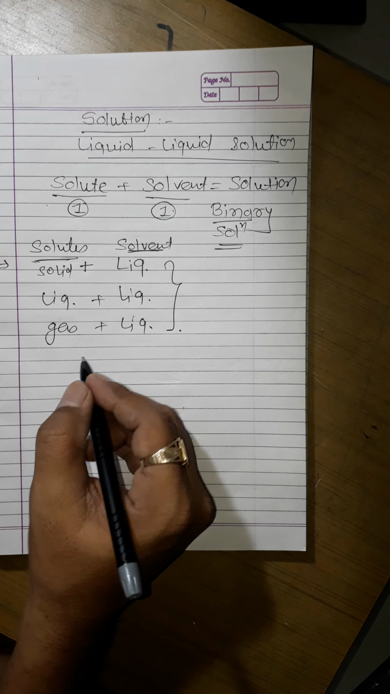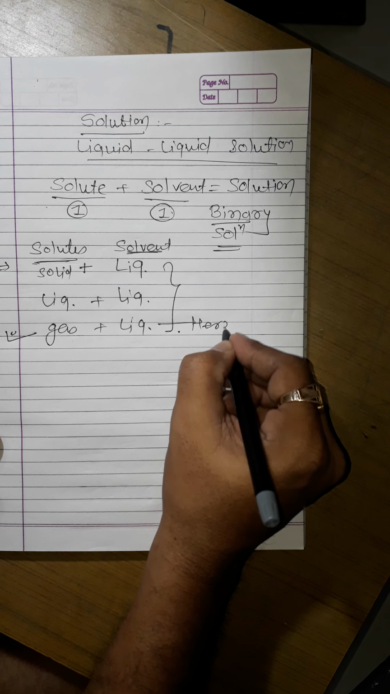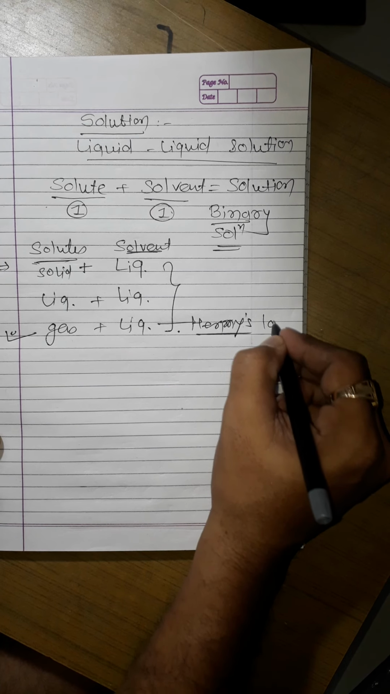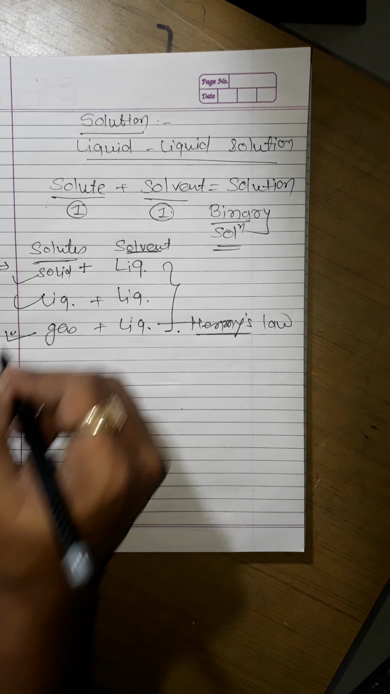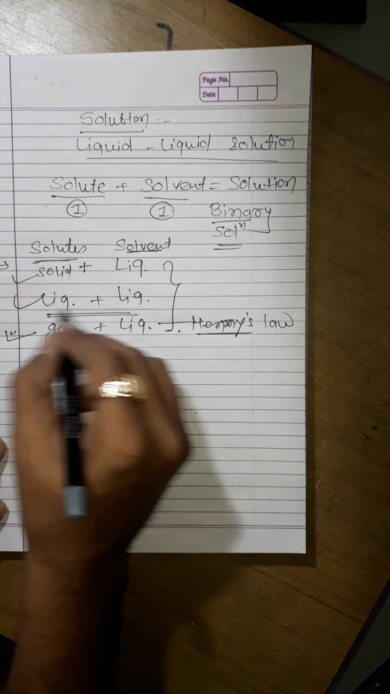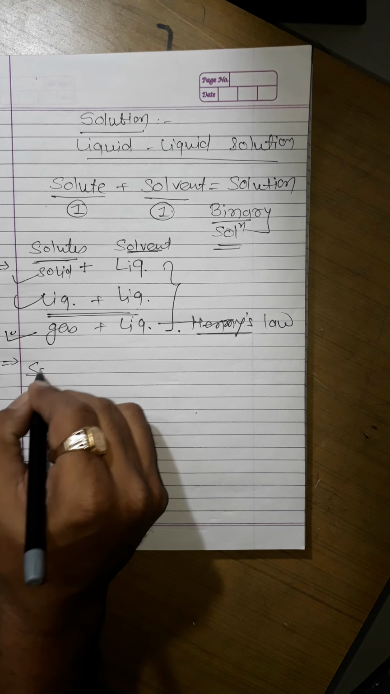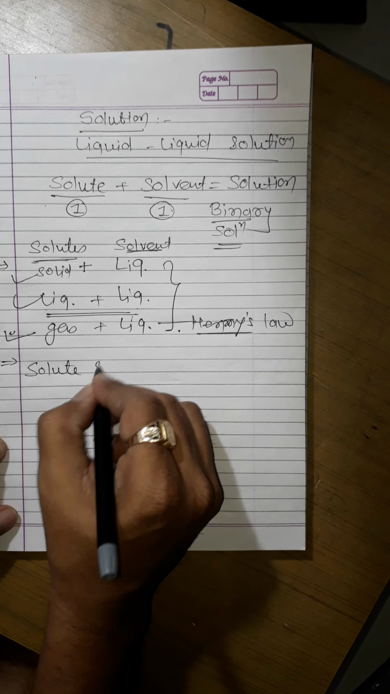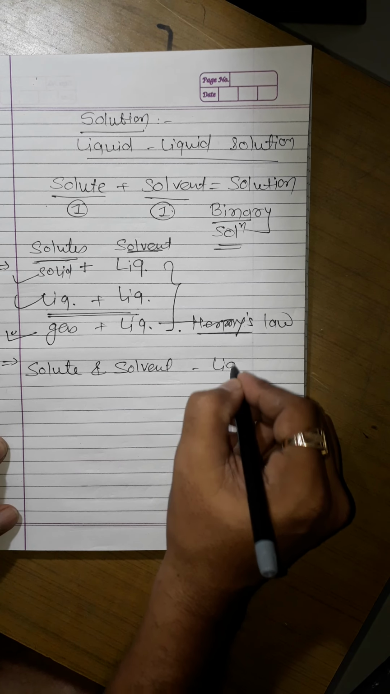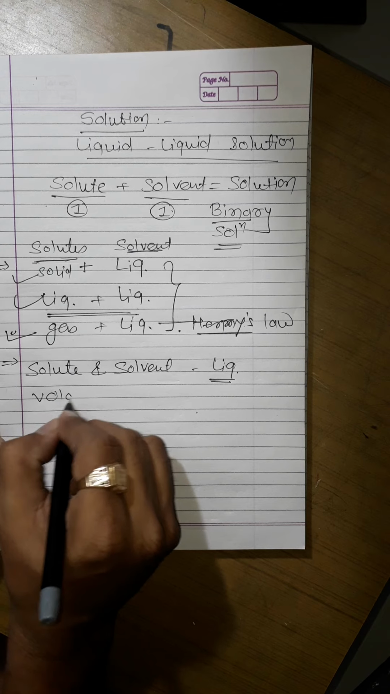Out of them, the gas in liquid one we learnt in Henry's law friends, and these two here we are going to discuss. Out of them, today's point is liquid solution. When both solute and solvent are in liquid form friends, both can be volatile.